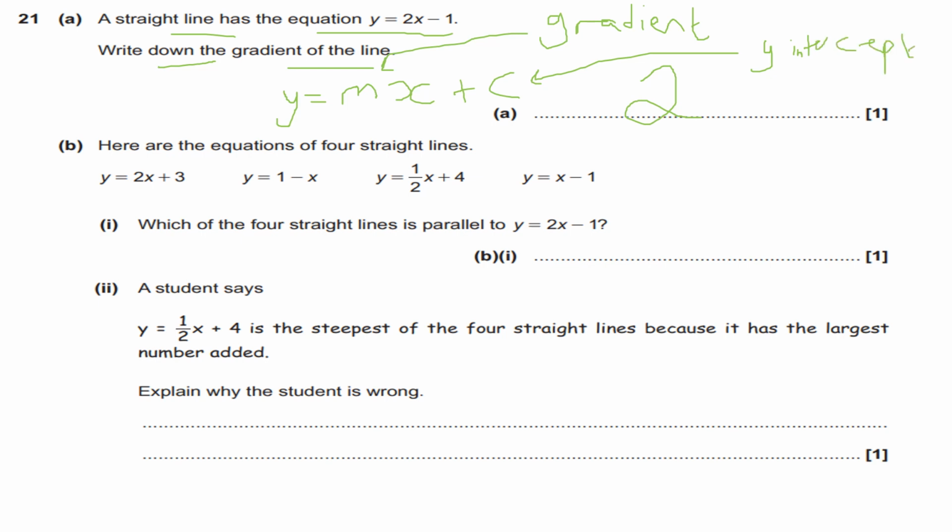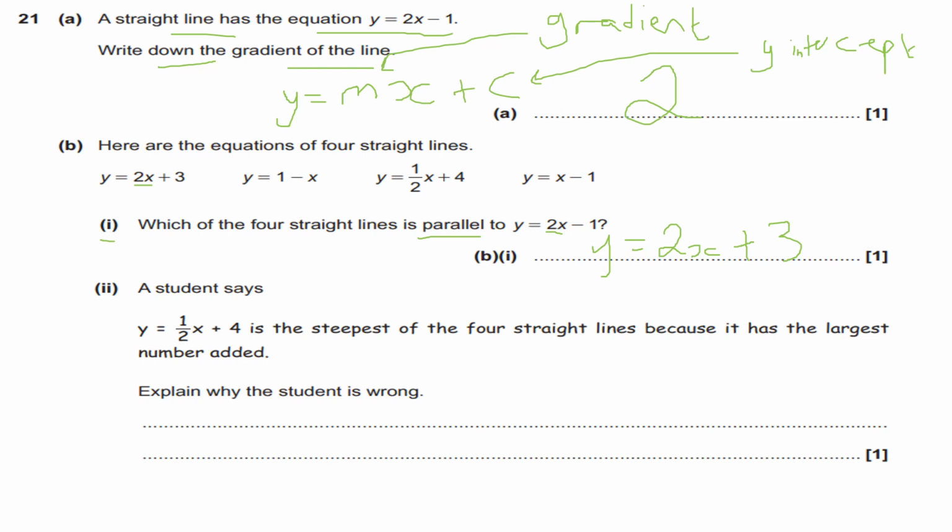For part B, here are the equations of 4 straight lines. Part I, which of the 4 straight lines here is parallel to y equals 2x minus 1? So parallel means it has the same gradient, the same coefficient of x, the same number in front of x. In this case, the number has to be 2, so it will be y is equal to 2x plus 3. So parallel, guys, means it has the same gradient, the same coefficient of x in the form y is equal to mx plus c, i.e. the same value of m, the same number in front of the x, so make sure that you're happy with that.